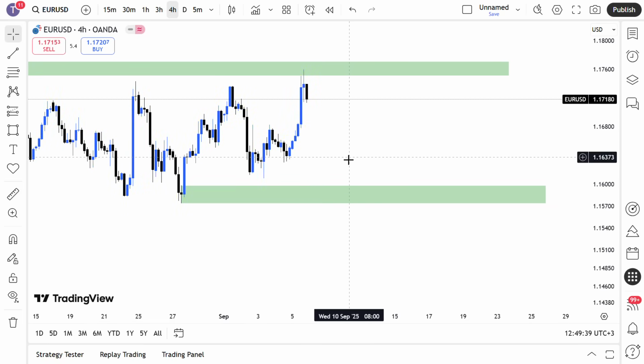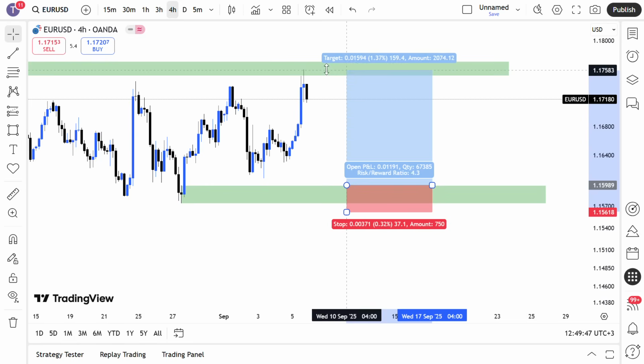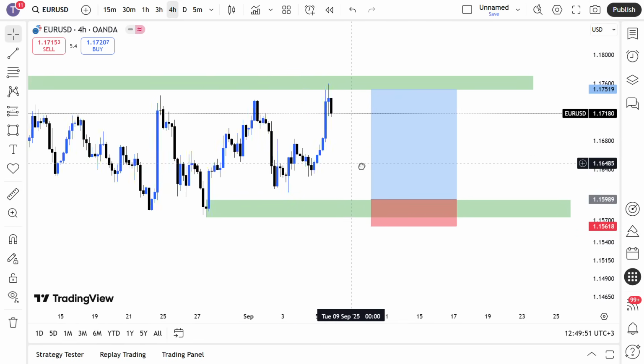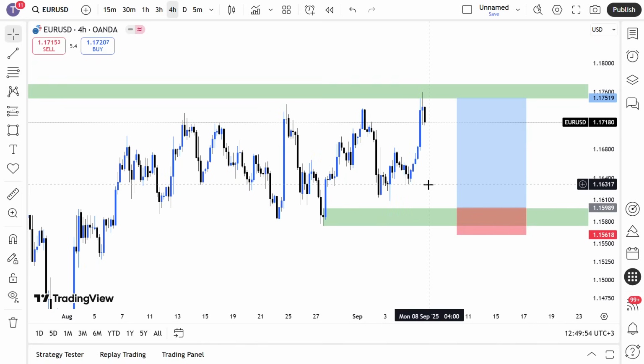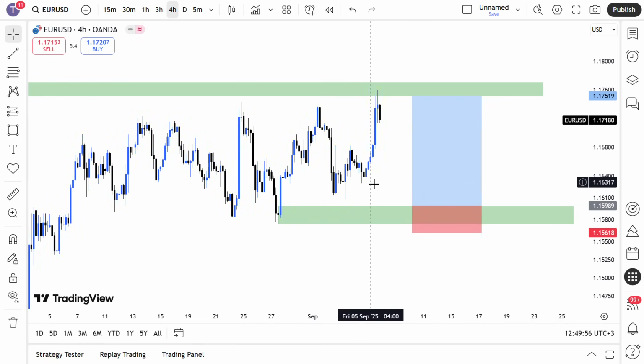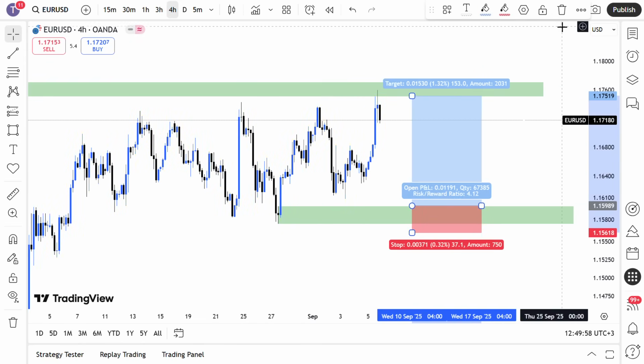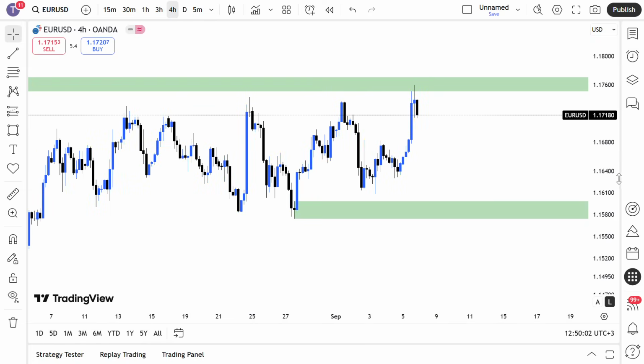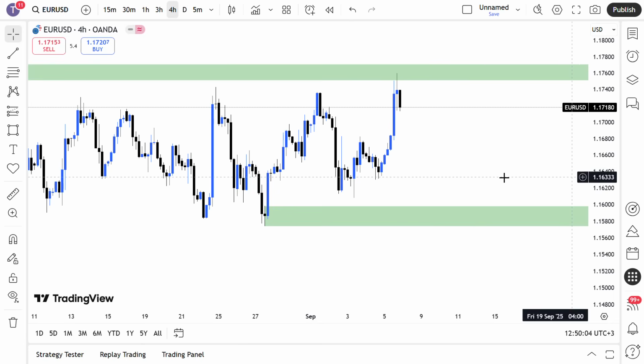So, for Euro USD, I expect buying opportunities from this low to this high as my take profit. We will see what the week will have for us, and then I will be updating you guys on Wednesday when the market opens, and also when we have a good reaction.